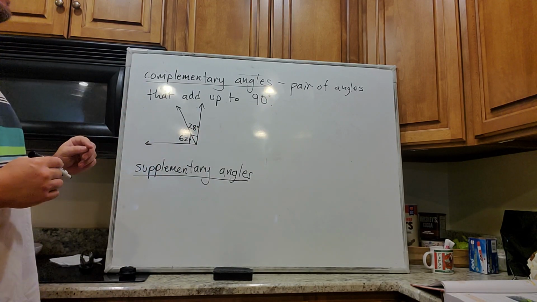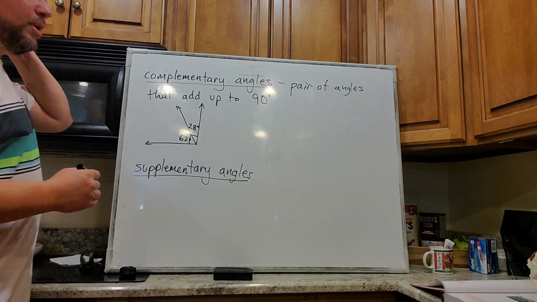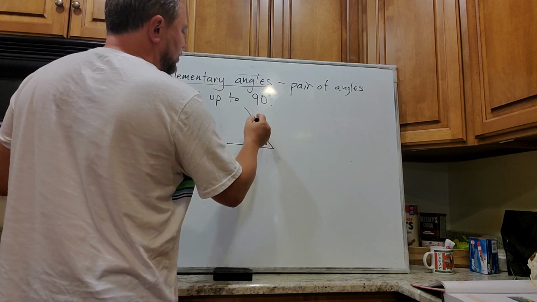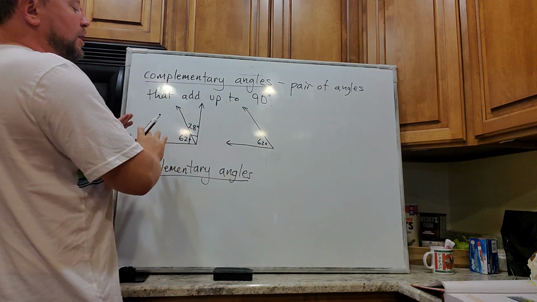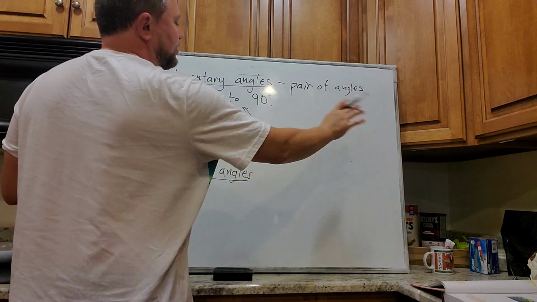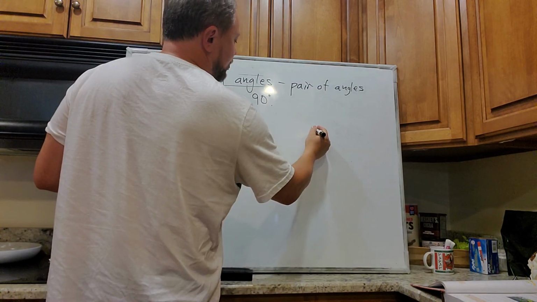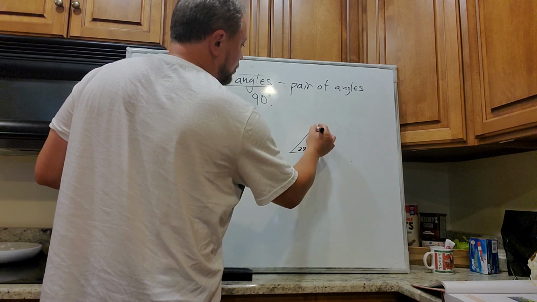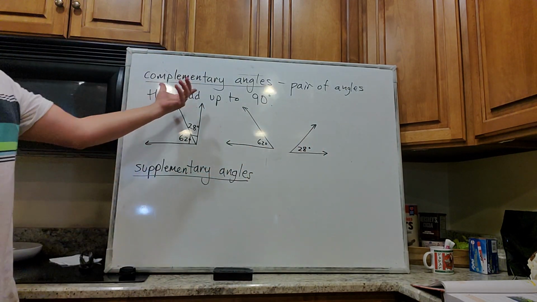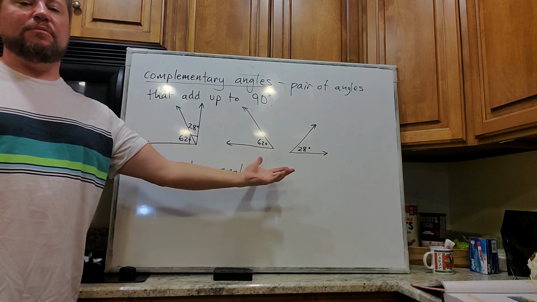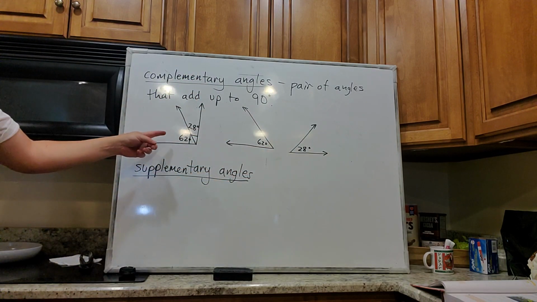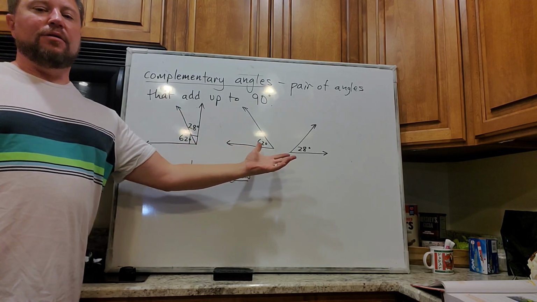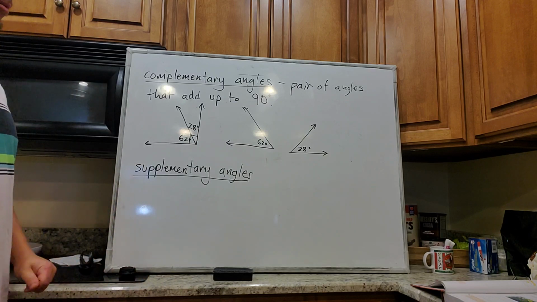However, they don't have to be adjacent. You could have a 62 degree angle like that right here, but then you could have your 28 degree angle not be attached to it at all. You might have your 28 degree angle over here, pointing a whole different way. Because they still add up to 90, they're still considered complementary. The adjacent case is the more likely scenario you're going to run into, but even if they aren't adjacent, you can still say they're complementary if they add up to 90.